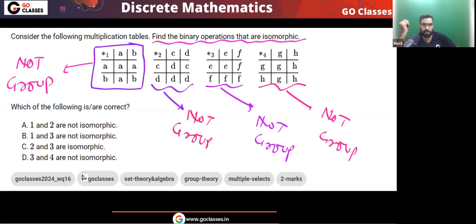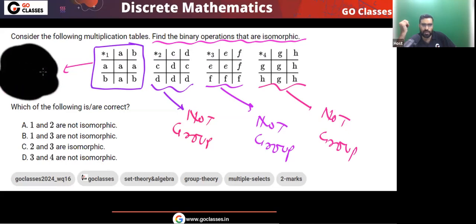What about commutative? What about the first one? Is that commutative?